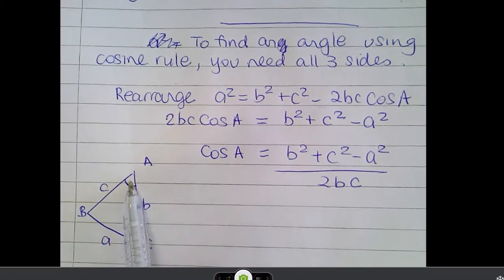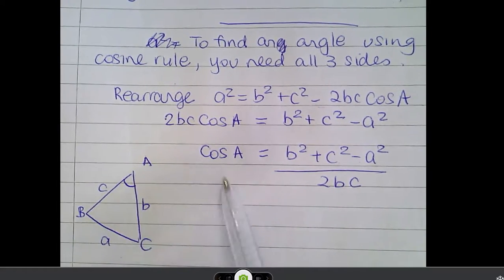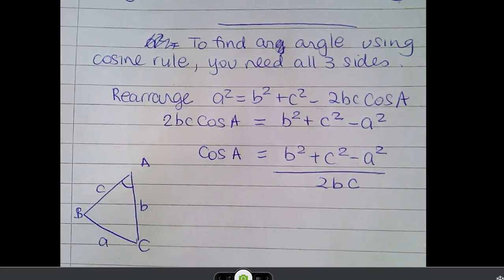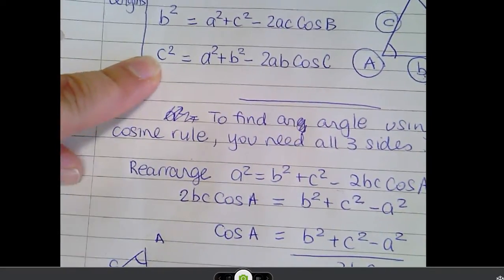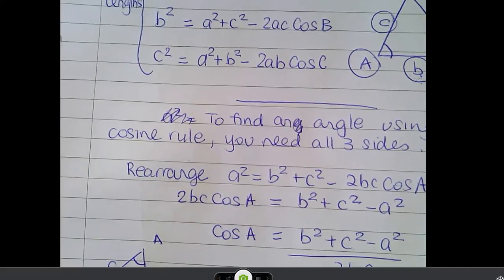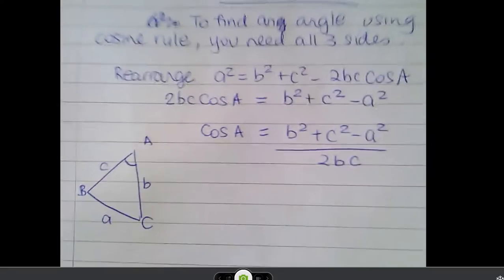So if you want cos of capital A, you're going to get a number, then you're going to have to go shift cos in the end, all right? And the first rule did a squared, b squared, or c squared, so you're going to have to square root your answer. But we'll do that when we come up to it. We're just learning the formulas for now.